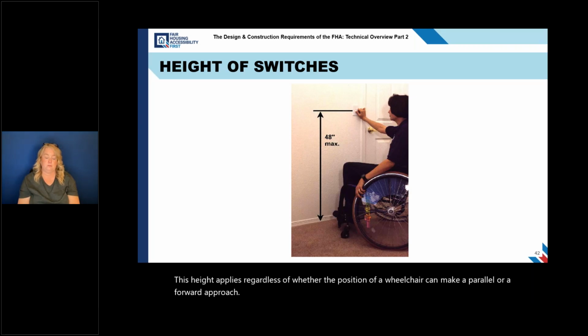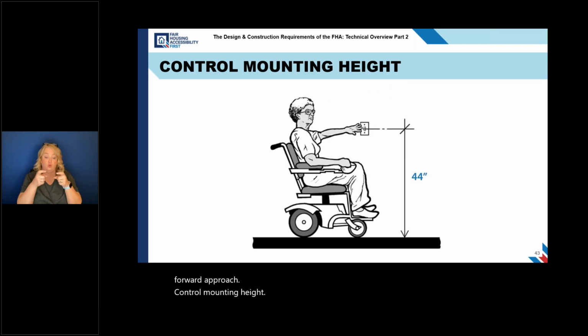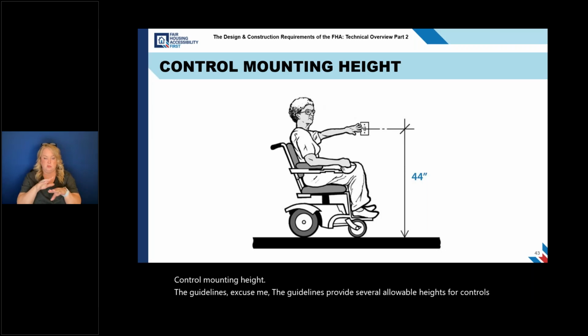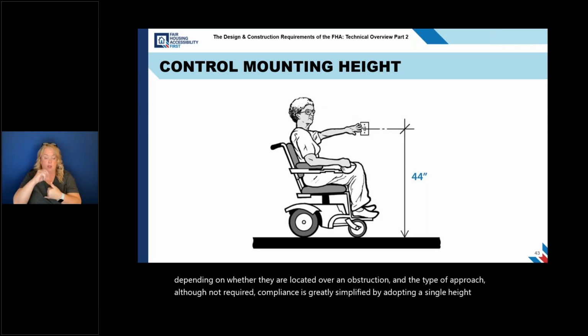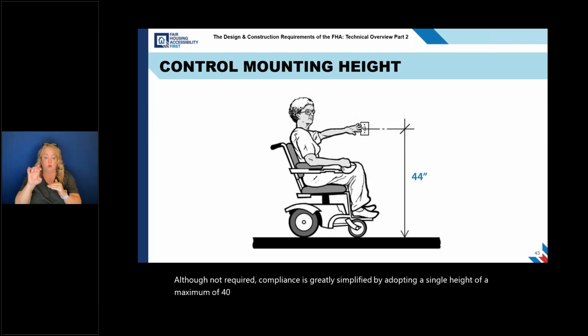Control mounting height. The guidelines provide several allowable heights for controls depending on whether they are located over an obstruction and the type of approach. Although not required, compliance is greatly simplified by adopting a single height of a maximum of 44 inches above the finished floor.